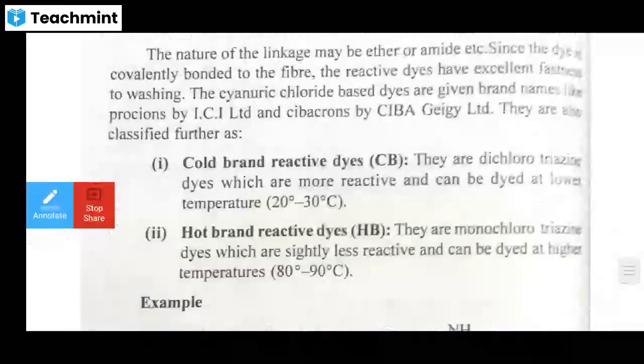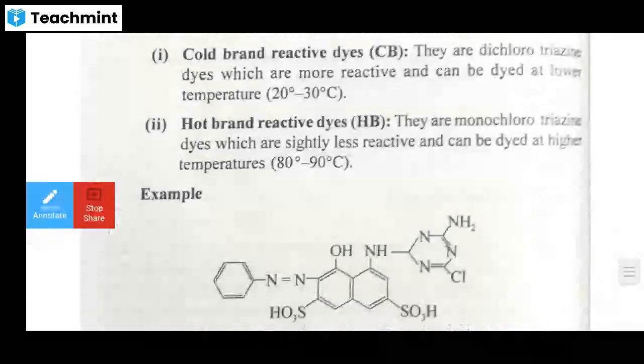The next dyes are cold brand reactive dyes. In that category, dichlorotriazine types of dyes come, which are more reactive and can dye at a lower temperature also, 20 or 30 degrees centigrade. You can perform the dyeing process, so it is called cold branded reactive dyes.